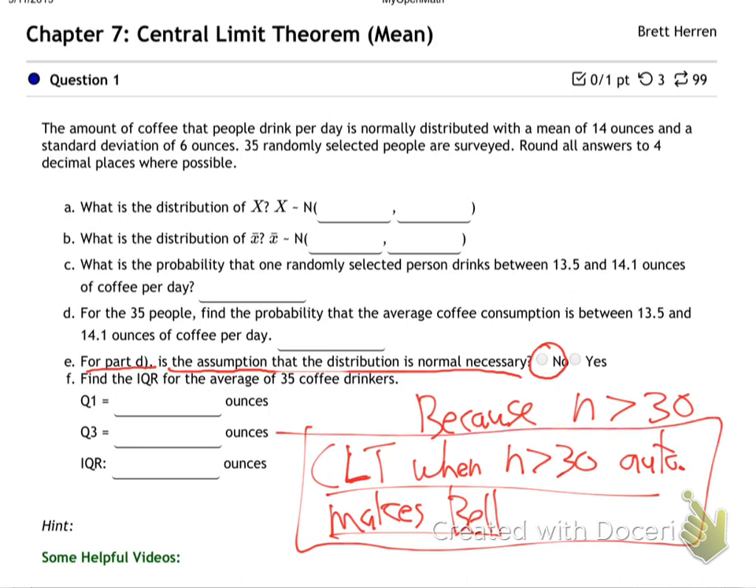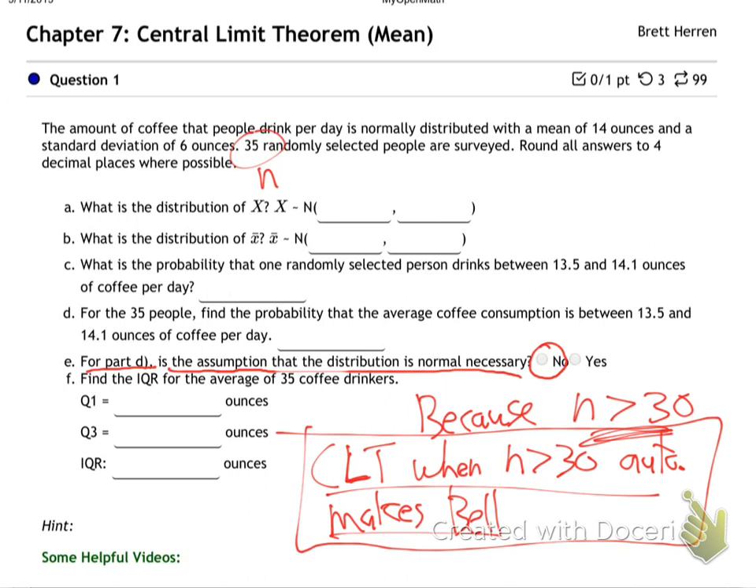So basically, anytime n is bigger than 30, our n was 35. That's our n. That's how many we were grabbing, 35 coffee drinkers at a time. Anytime you have more than 30, then you don't need the original distribution to be normal.